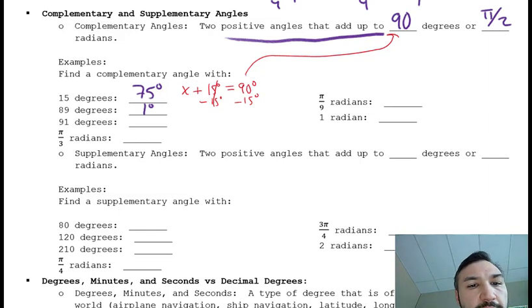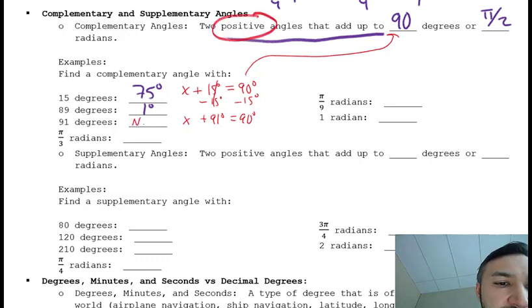All right, 91 degrees. Well, 91 degrees, you can do the same thing. What plus 91 gives you 90? And I guess you could get an answer of -1, but by definition they're supposed to be positive. So let's say not possible here, or no solution.